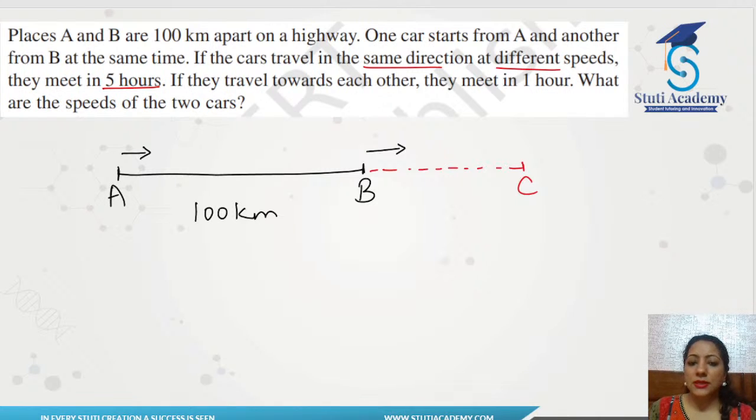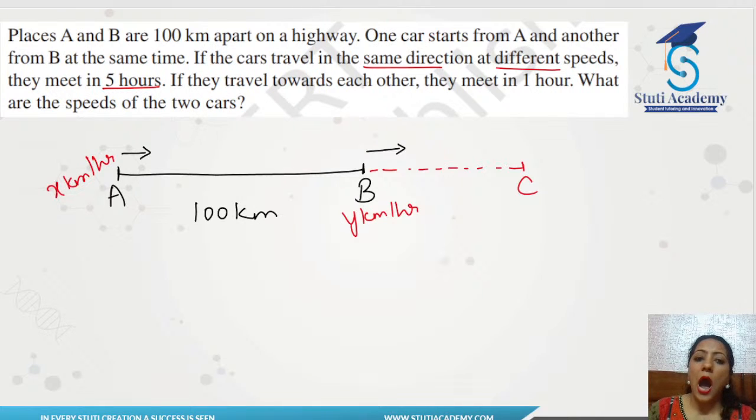Now this is the first case. I'm now just reading the first case and trying to interpret this situation. I'm going to form an equation here. So let us take the speed of the car starting from A as x kilometer per hour, and y kilometer per hour as the speed of the car starting from B. They are moving in this direction on the same side and they are meeting after 5 hours. So 5 hours is the time.